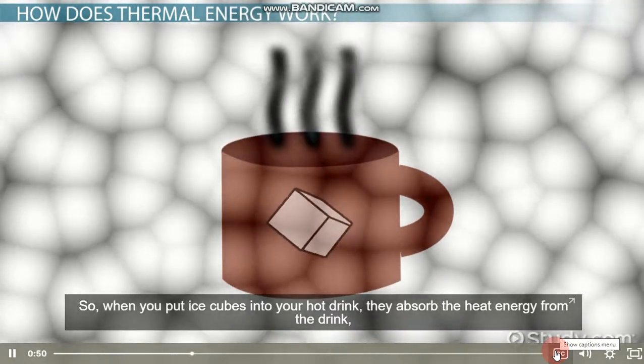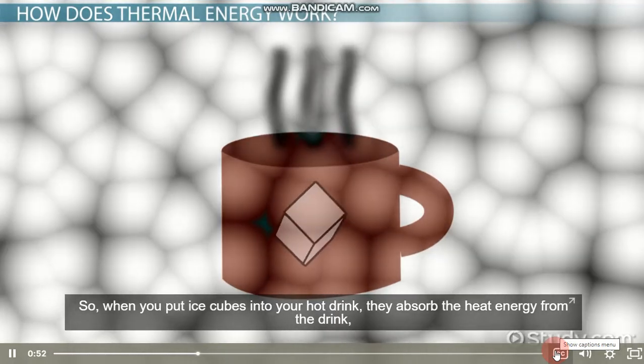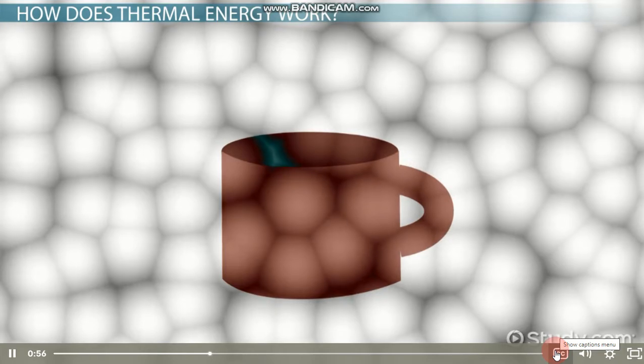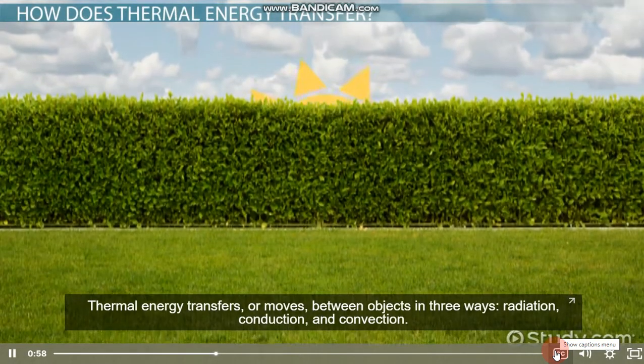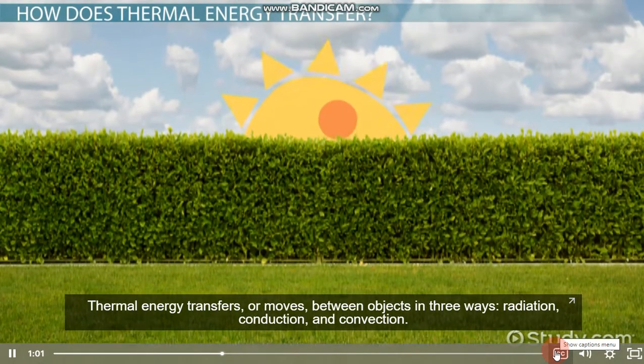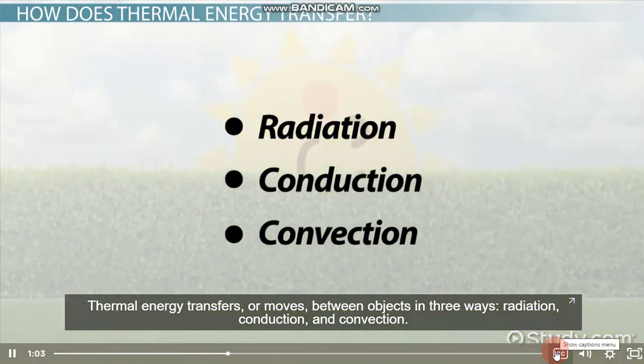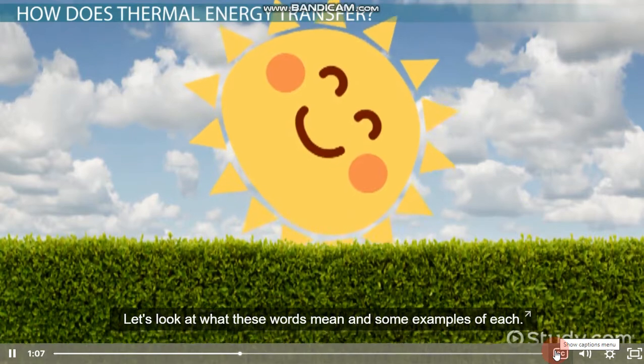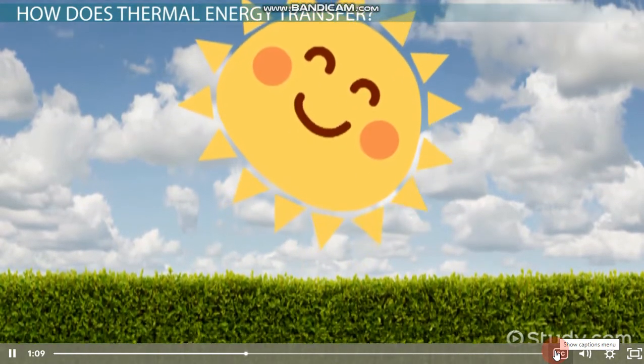So, when you put ice cubes into your hot drink, they absorb the heat energy from the drink, which melts the ice and cools the drink. Thermal energy transfers or moves between objects in three ways: radiation, conduction, and convection. Let's look at what these words mean and some examples of each.